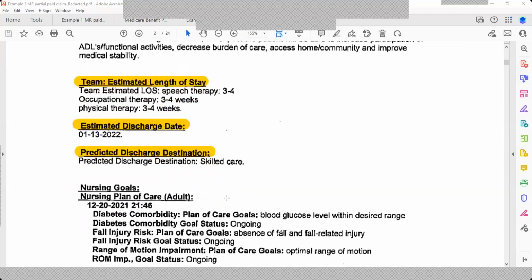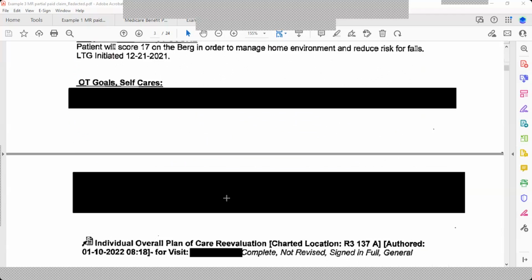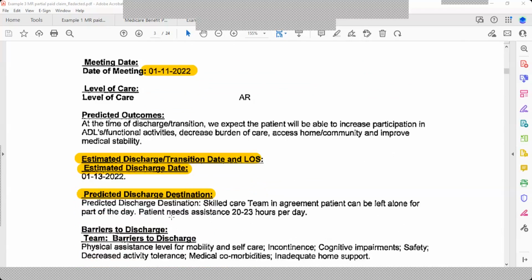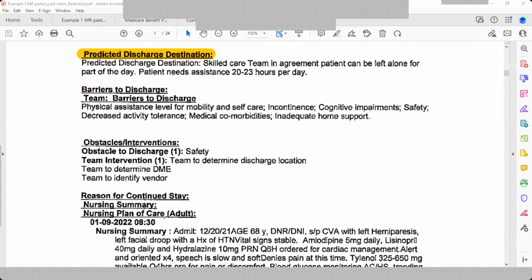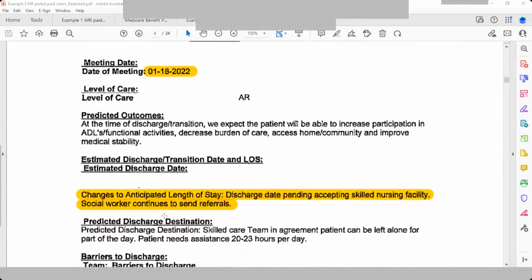So now let's scroll down to the next interdisciplinary team note that was completed on January 11th, 2022. For this interdisciplinary team meeting, the estimated discharge date still remains as January 13th, 2022, and the predicted discharge destination continues to be skilled care. However, starting with the interdisciplinary team meeting note on January 18th, the estimated discharge date is documented as discharge pending accepting skilled nursing facility, and social worker continues to send referrals.